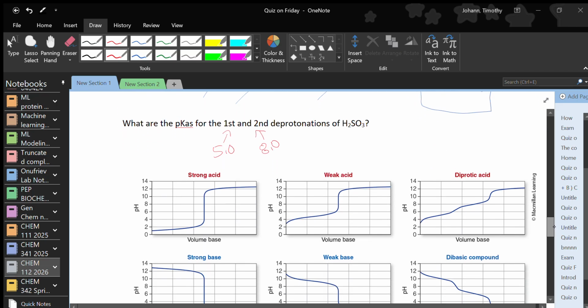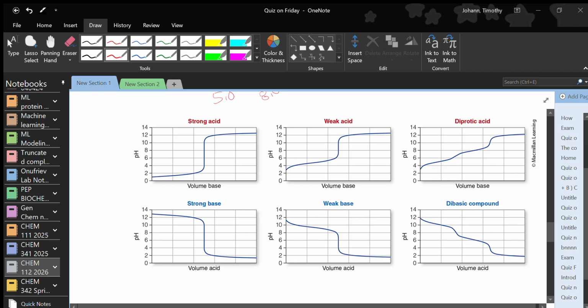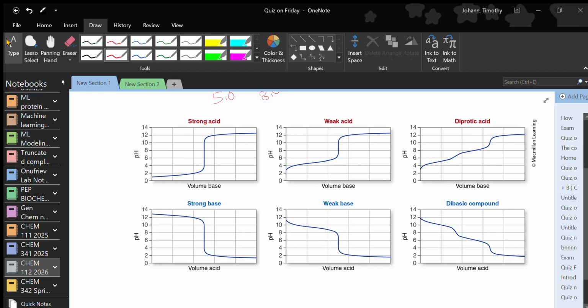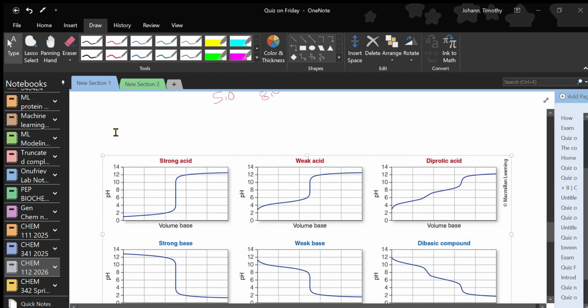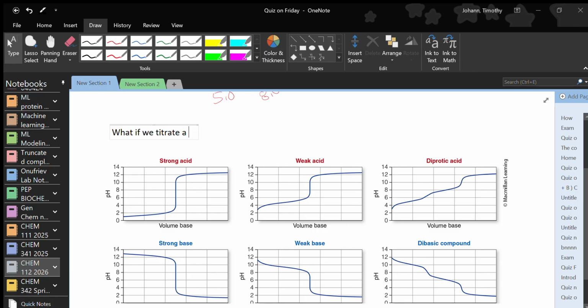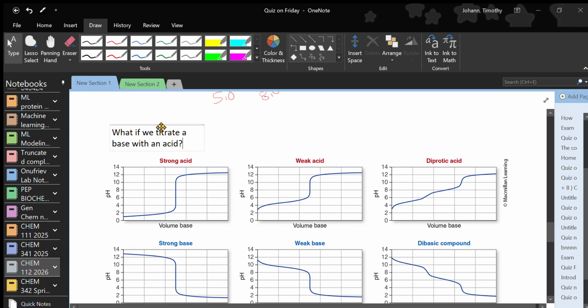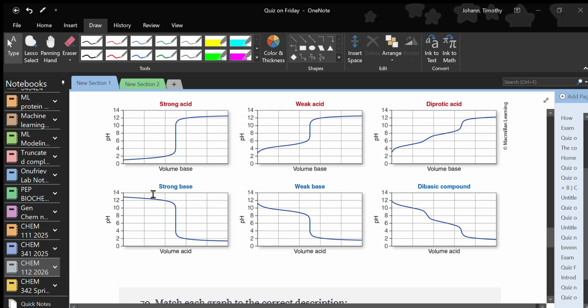All right. Now, what happens if we're doing the reverse? Well, the reverse is like what we just described, except that the curves go down instead of going up. So what if we titrate a base with an acid? Like what we can see here. Well, this is what we just looked at, our titration of a strong acid, a weak acid, and a diprotic acid with a base. And if you do the reverse, you end up with kind of the inverse curves.